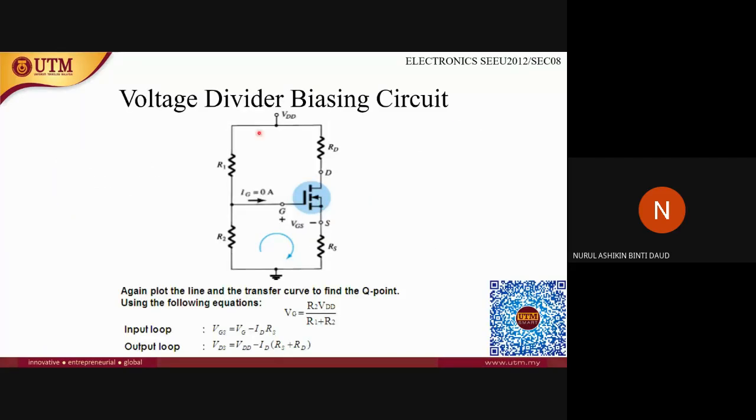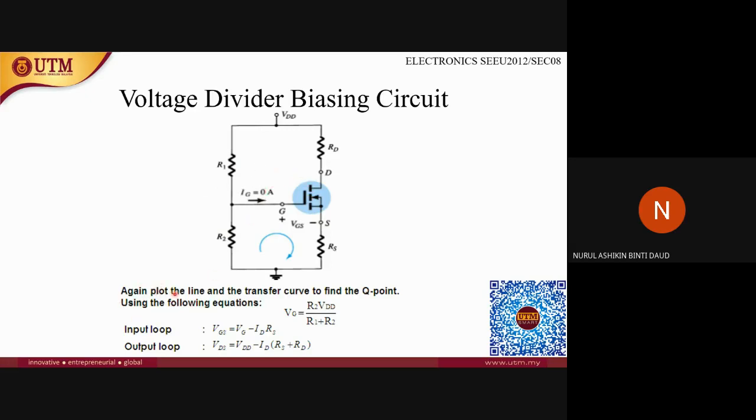Next, let's focus more on the voltage divider biasing circuit, where this circuit will come out in your exam. These are examples of voltage divider biasing circuit. You can see there are resistors R1, R2, RD, and RS. This is the same as BJT. If you still remember the bipolar junction transistor, the voltage divider circuit is the same. The only difference is they are using a different transistor. For this one they are using E MOSFET.